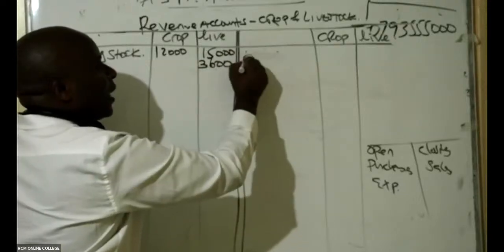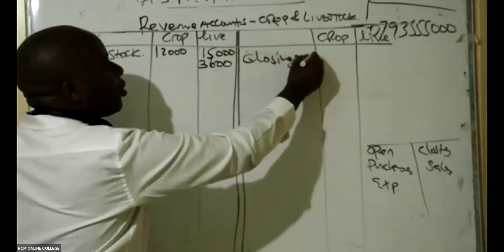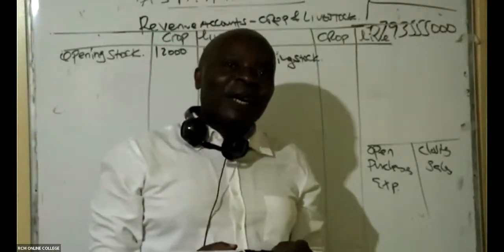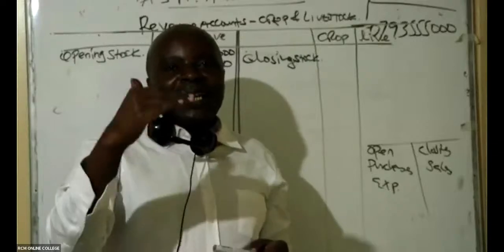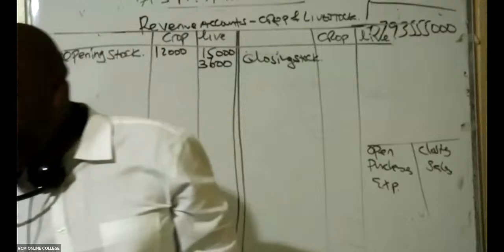Let's put closing first here. So closing stock, of course, closing stock can't go to the trial balance. Closing stock will be under additional information.